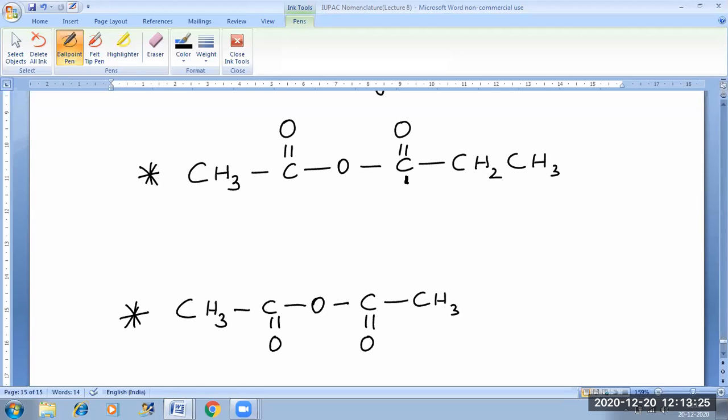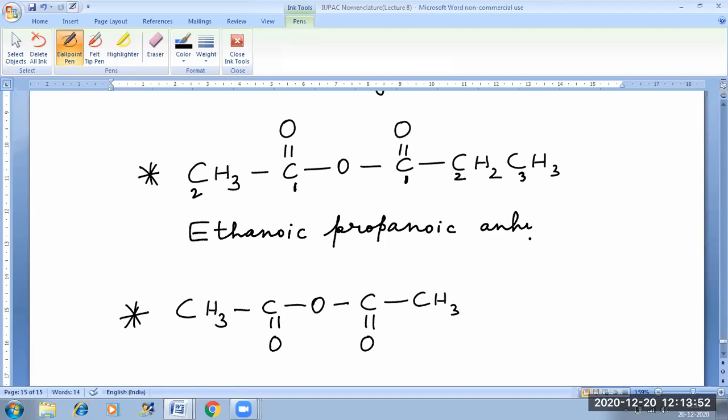So here 1 I will write, here 2, and here 3. 1, 2, 3. So propanoic. Here I will write 1, here I will write 2. So 1, 2, ethanoic. So the name will be ethanoic, propanoic. This will be the IUPAC name of the compound.